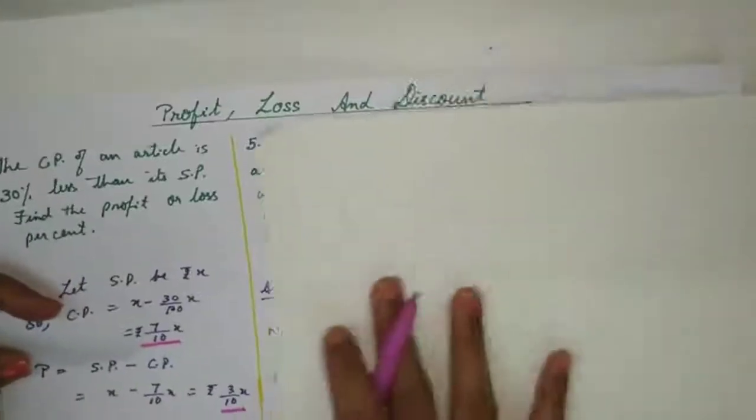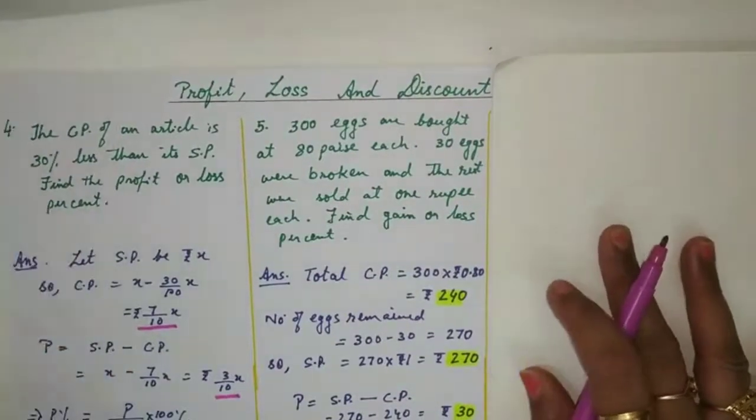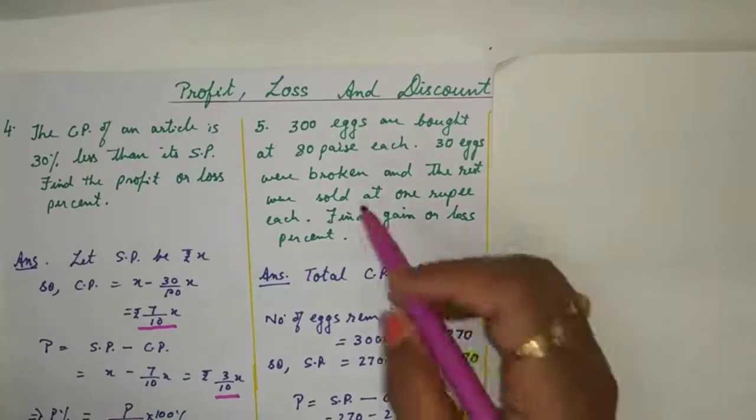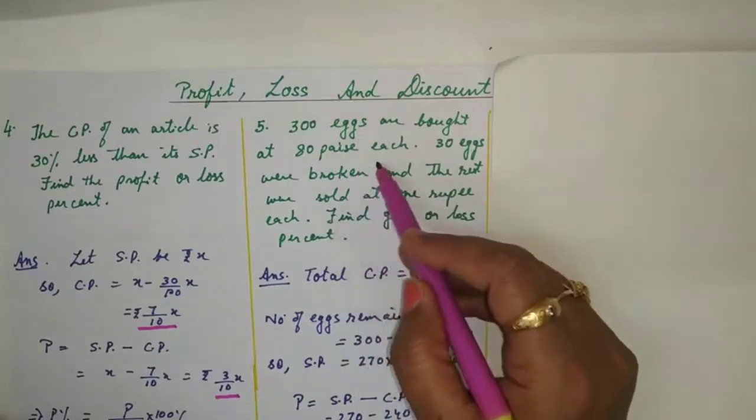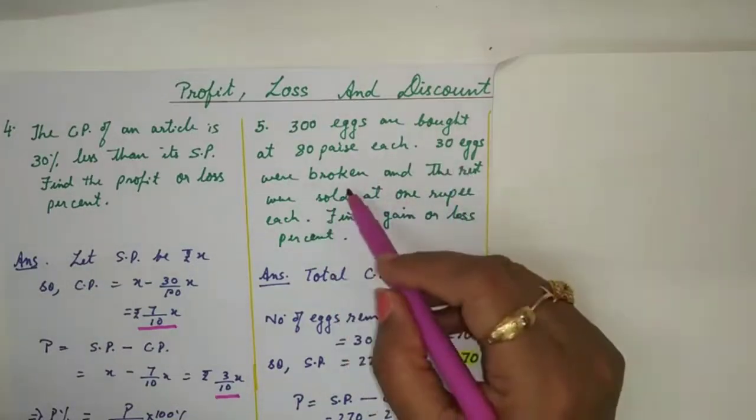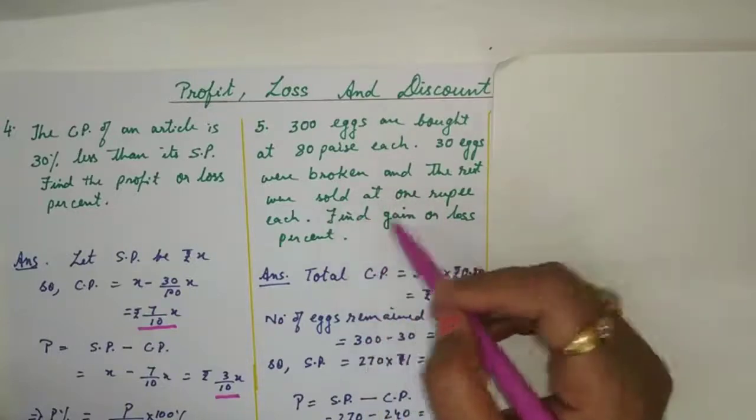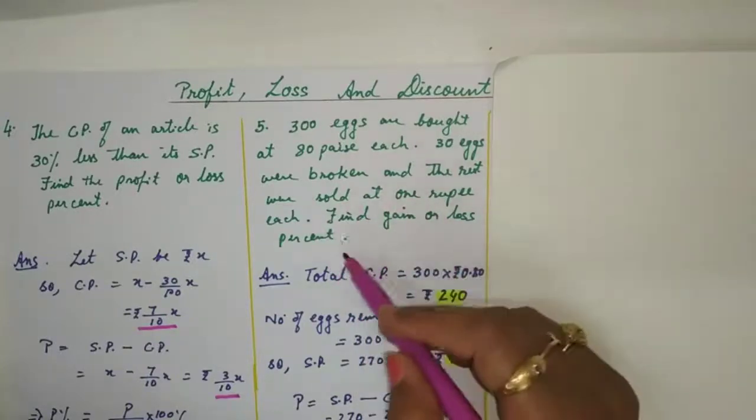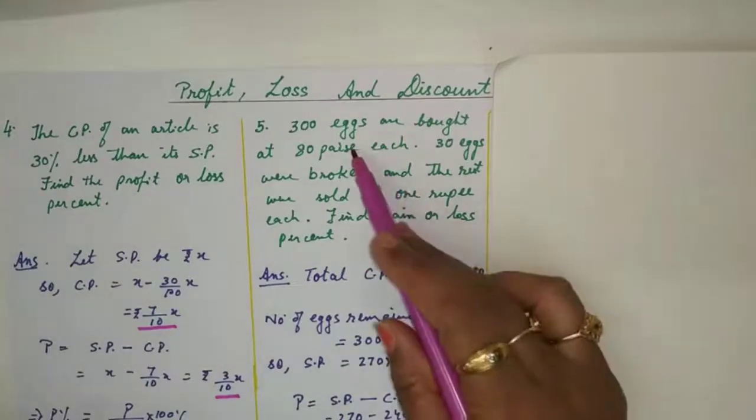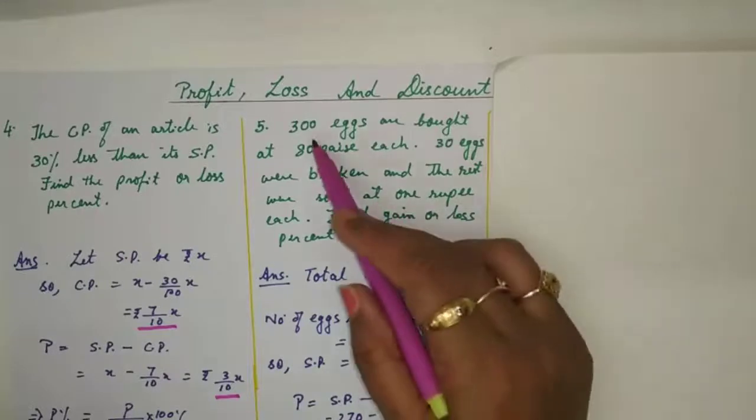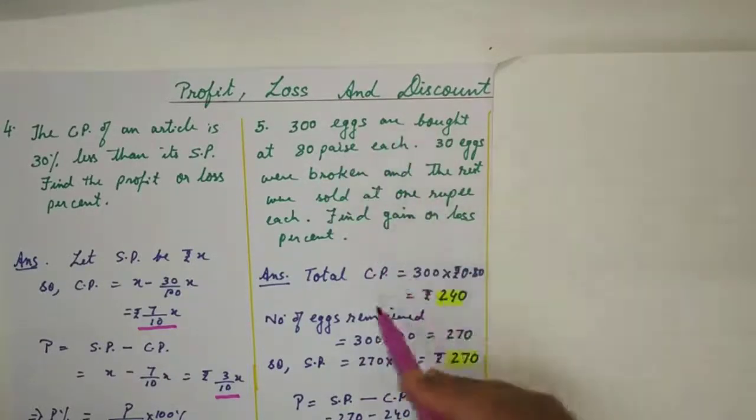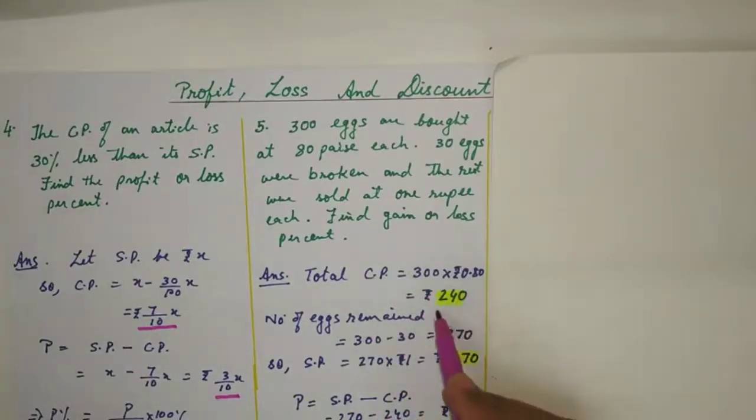Next type of question, without wasting time, a very interesting question and one of my favorite ones. 300 eggs are bought at 80 paise each. 30 eggs were broken and the rest were sold at 1 rupee each. Find the gain or the loss percent. The person buys 300 but 30 of them were broken. So the 300 eggs that were bought at 80 paise gives us the CP, that is 300 into 0.80 is rupees 240, which is the CP.